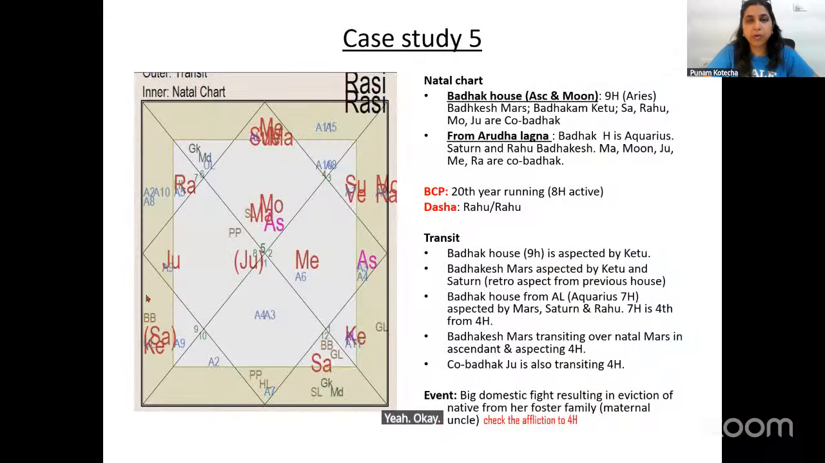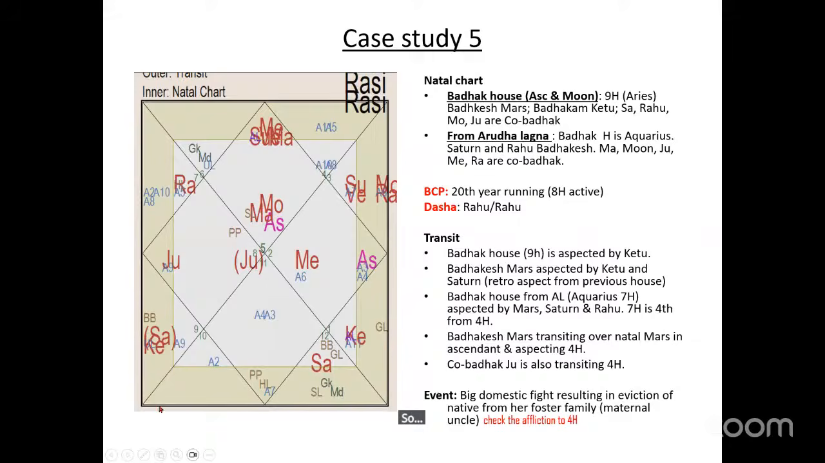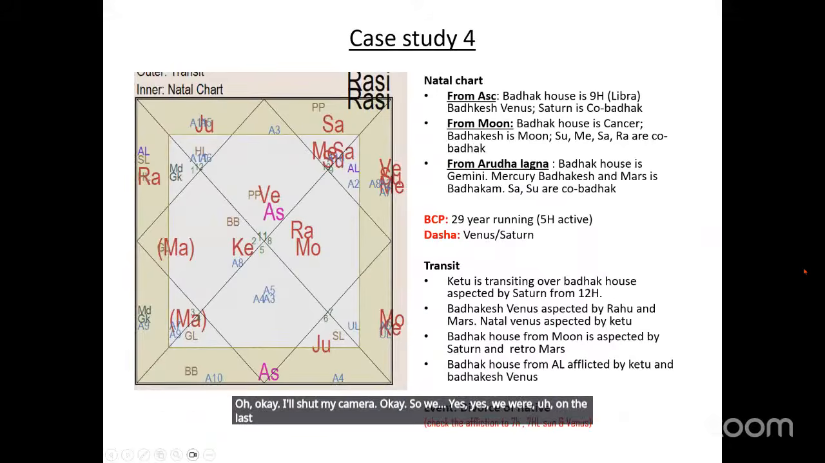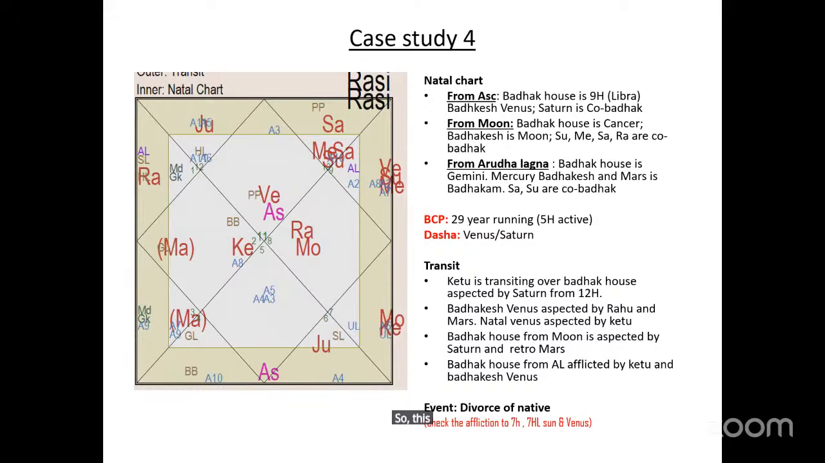Okay. So we are on the fourth case study. The last point of the previous slide was that please note that the Badhakesh Jupiter was sitting in the 12th house of natal chart, which is the house of addiction. So the father died because of excessive alcohol intake. So this is the fourth case study.